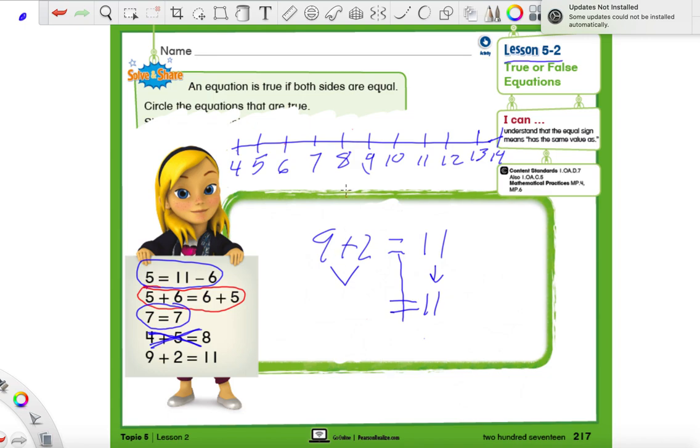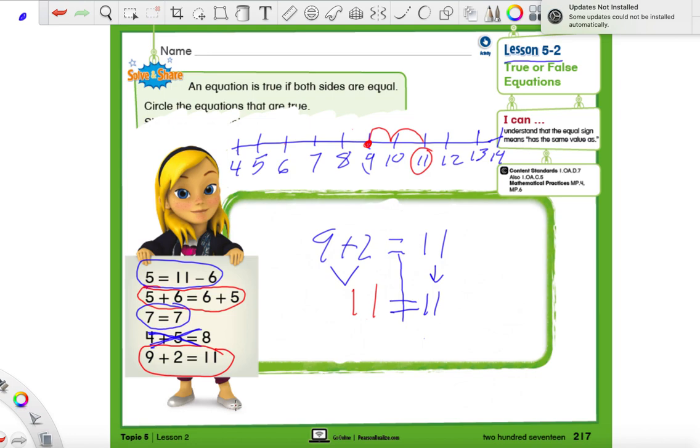So, 9 plus 2, well, I can just use the number line. 9, I have 2 jumps. 1, 2. I landed on 11. So is 11 the same as 11? Well, yeah, it's the same exact number. So we got to make sure that we circle 9 plus 2 equals 11.